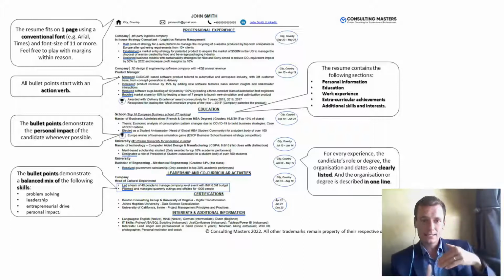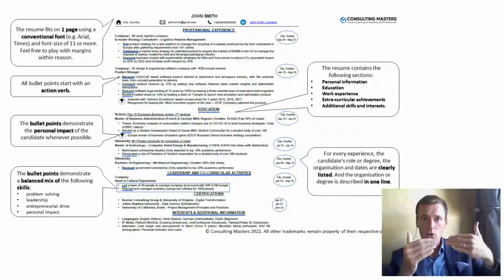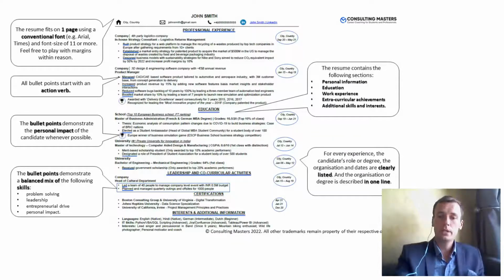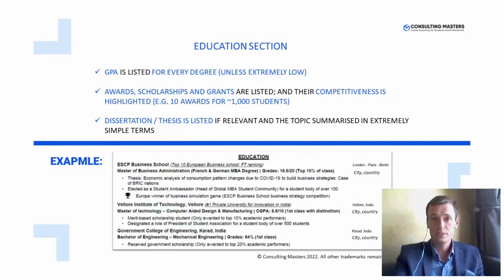In the next part, I'm going to have a look in more detail at every section, to give you very detailed instructions on how to create your personal information, your education section, your work experience section, your extracurricular achievements, as well as additional skills and awards. So now let's have a look at how all these sections in particular should be structured, with some examples.